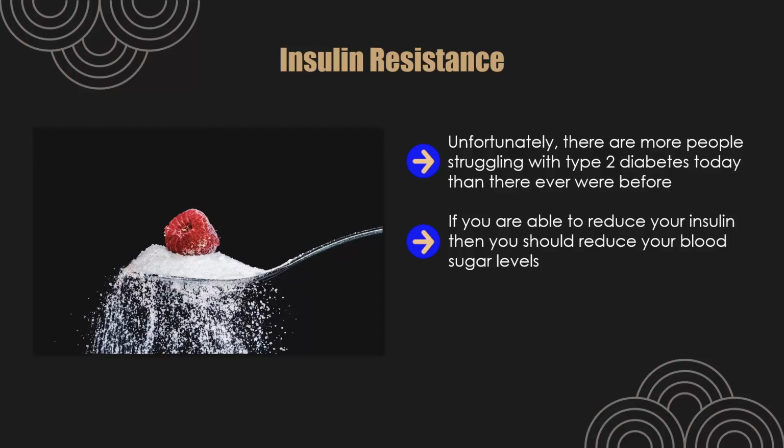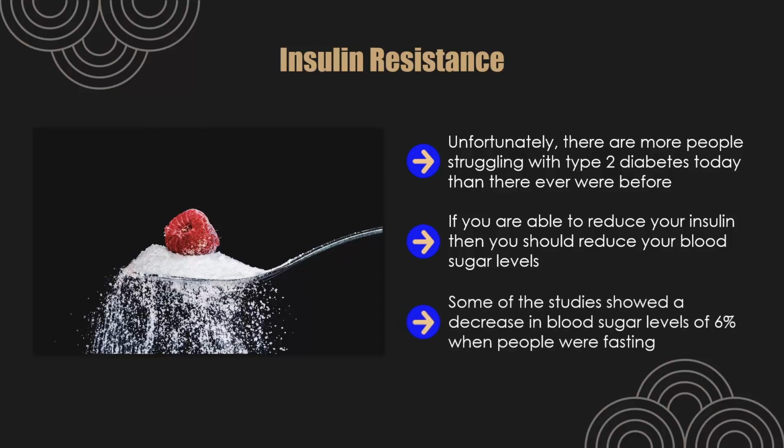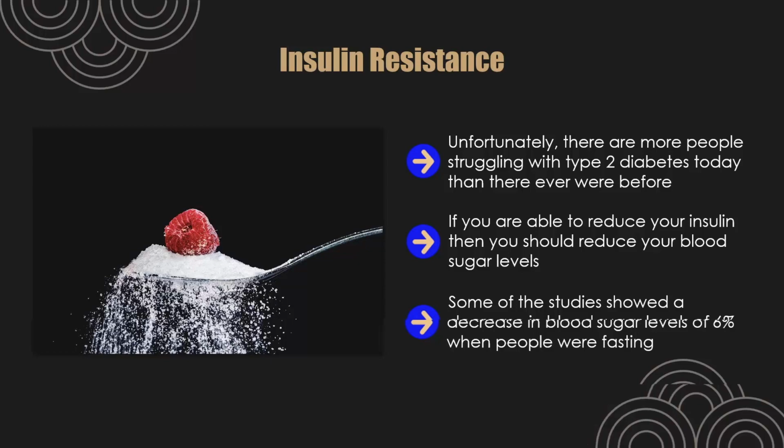There have been a number of studies proving that intermittent fasting can help with insulin resistance. It can help to reduce blood sugar levels significantly. Some of the studies showed a decrease in blood sugar levels of 6% when people were fasting. When you are fasting, your insulin levels can fall by as much as 30%. This proves that intermittent fasting can help to reduce the effect of diabetes and prevent you from getting the disease.